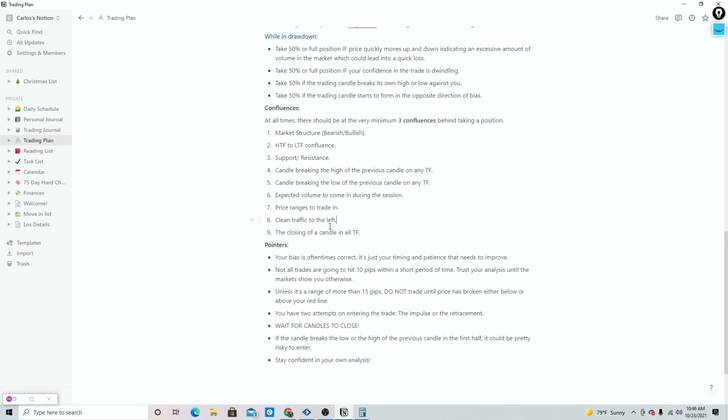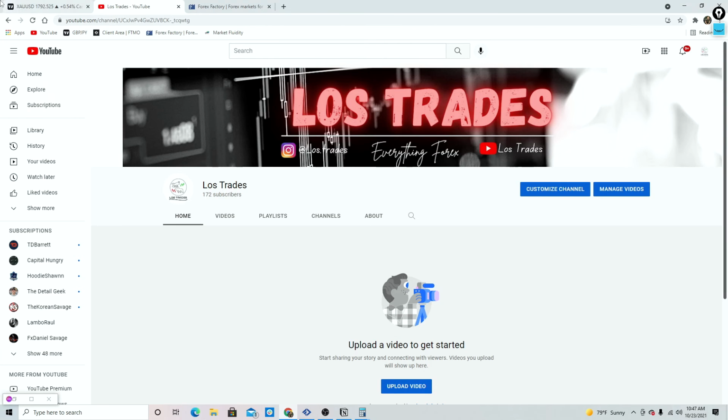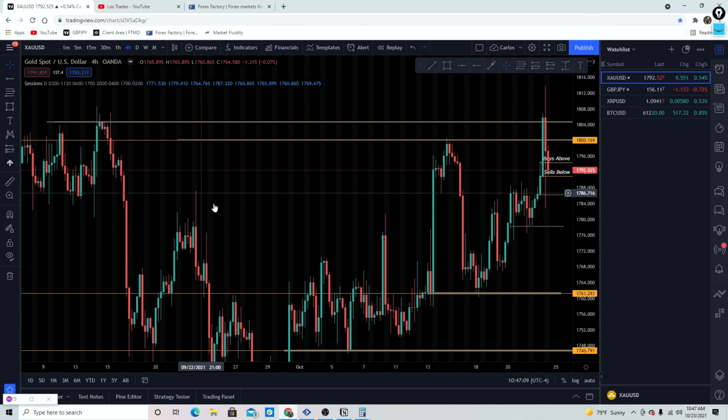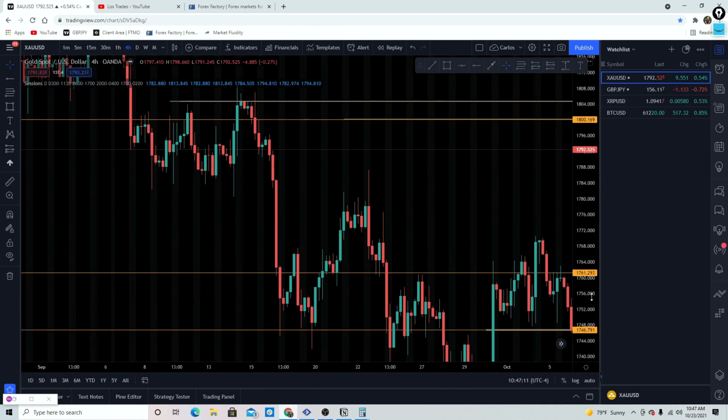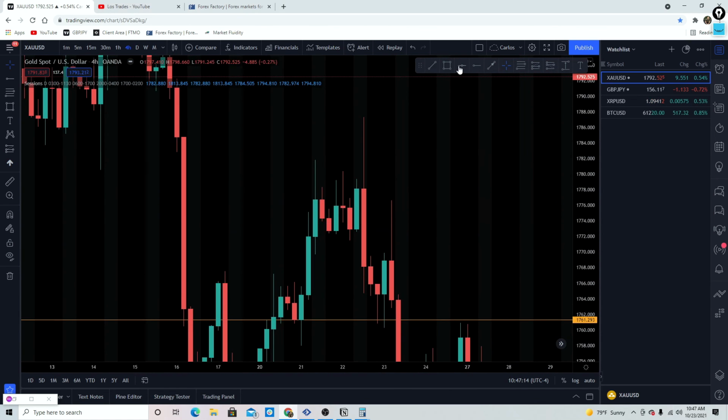Like I said just now, clean traffic to the left, and the closing of a candle in all time frames, right? It's very, very important for us to wait for candle closes, right? Because let me just show you an example. All right, look at this example right here that just happened this past week. We have this resistance right here.